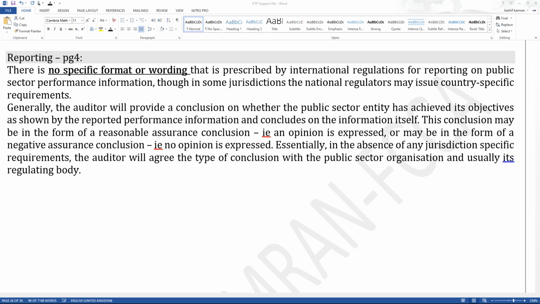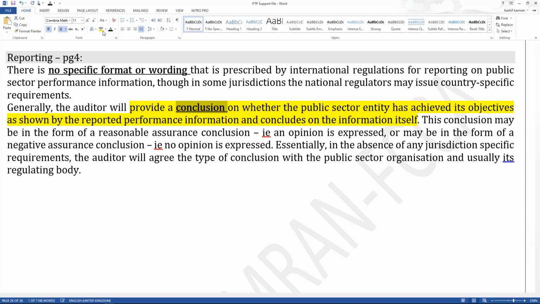Okay, last paragraph. Generally, the auditor will provide a conclusion on whether the company has achieved its objective as shown by the reported performance, and concludes on the information itself. So the auditor will provide a conclusion, right, that the reported performance has achieved the objectives or not. So whether the company has achieved the objectives or has not achieved the objectives, by looking at the performance information, the auditor will provide a conclusion.